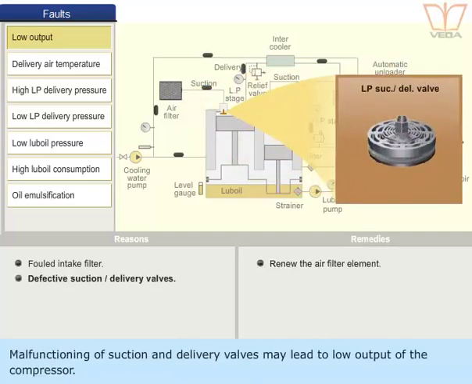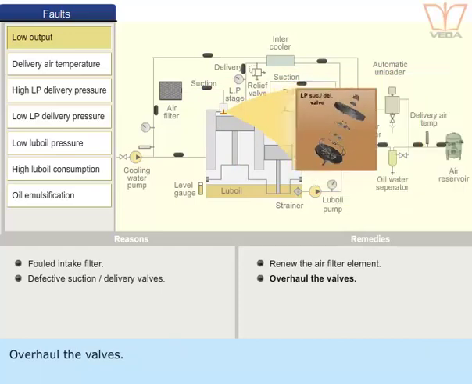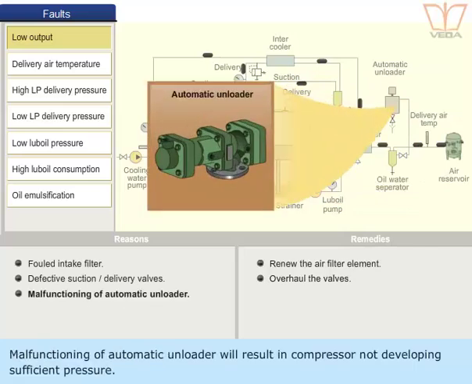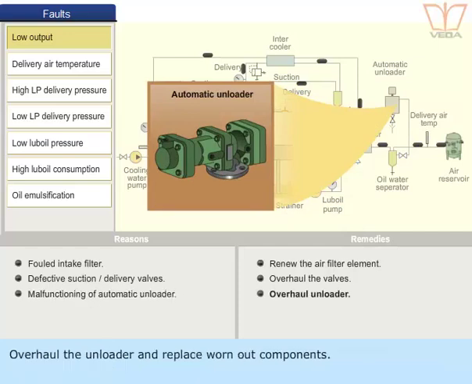Malfunctioning of suction and delivery valves may lead to low output of the compressor. Overhaul the valves. Malfunctioning of the automatic unloader will result in the compressor not developing sufficient pressure. Overhaul the unloader and replace worn-out components.